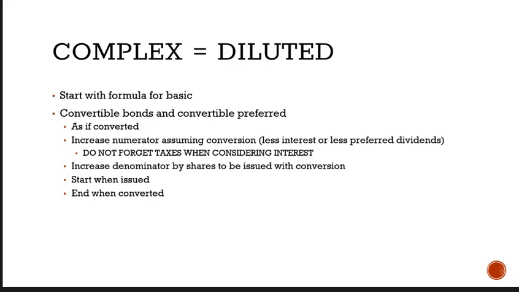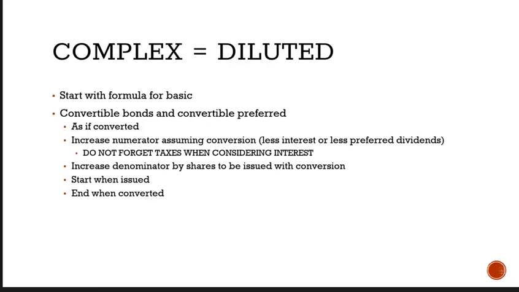All right, now that's different than stock options. We increase the numerator, the top number of our earnings per share calculation, by the amount of the preferred dividends, because if you convert the preferred stock, you're not going to pay any preferred dividends, or the interest that you would have paid on the bonds. If you're going to convert the bonds, you're not going to have to pay interest.